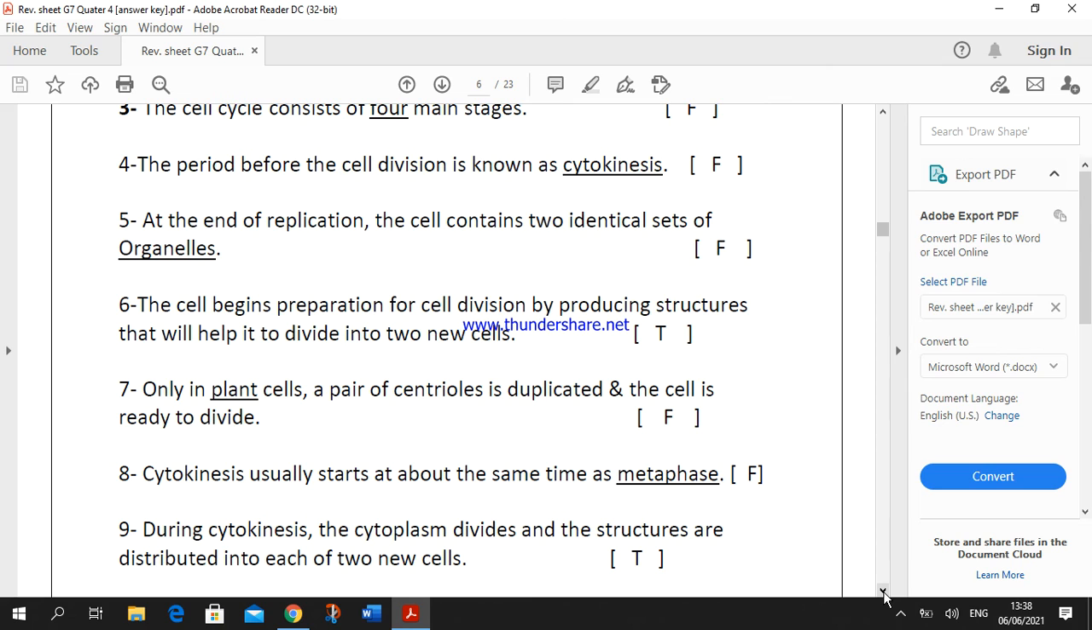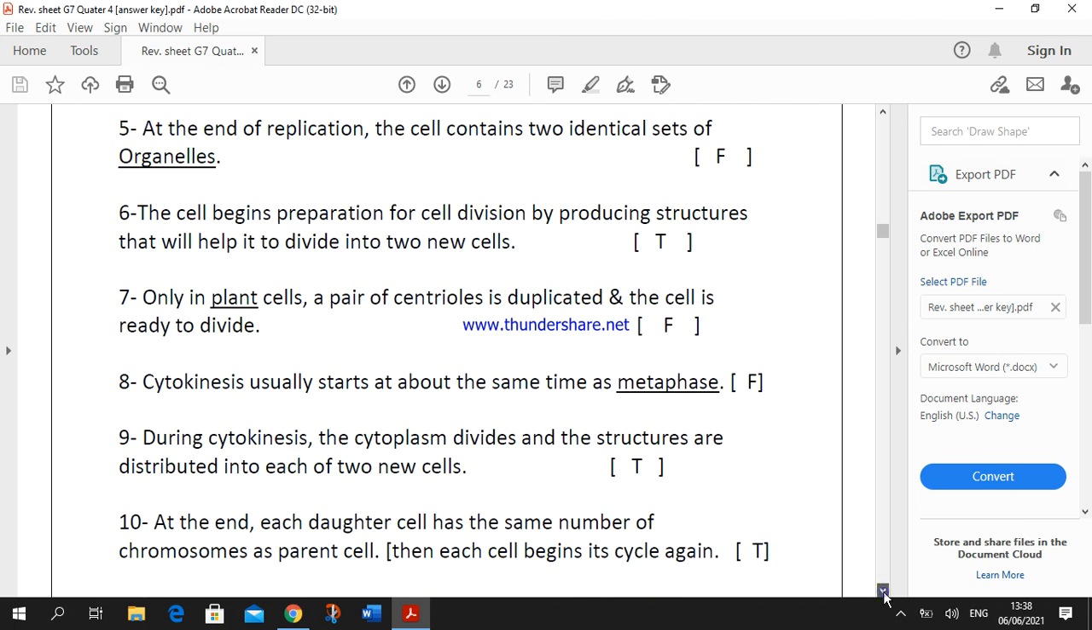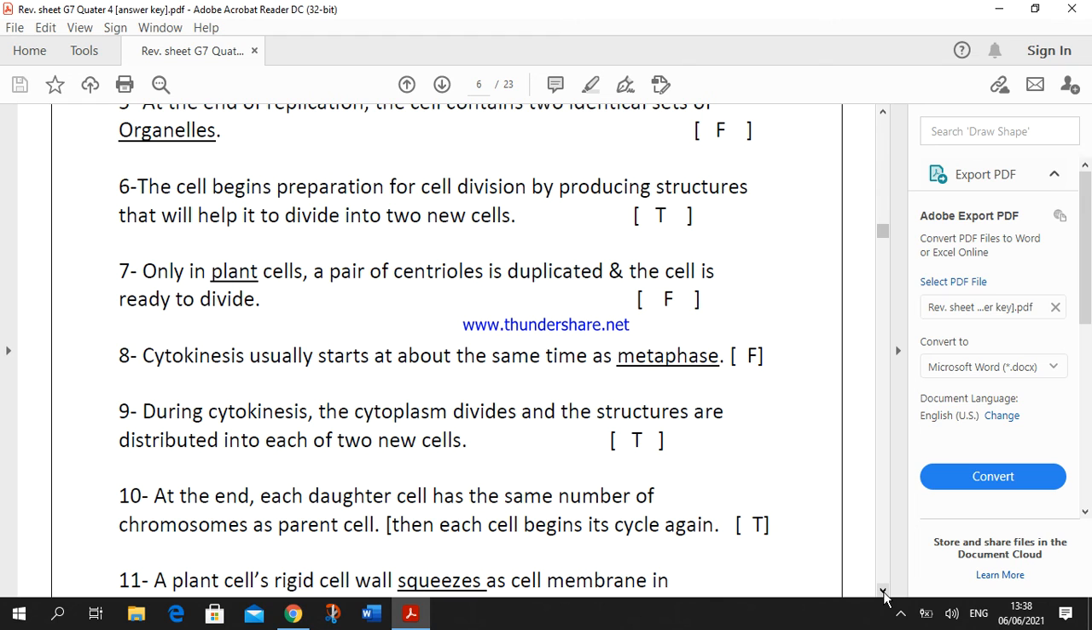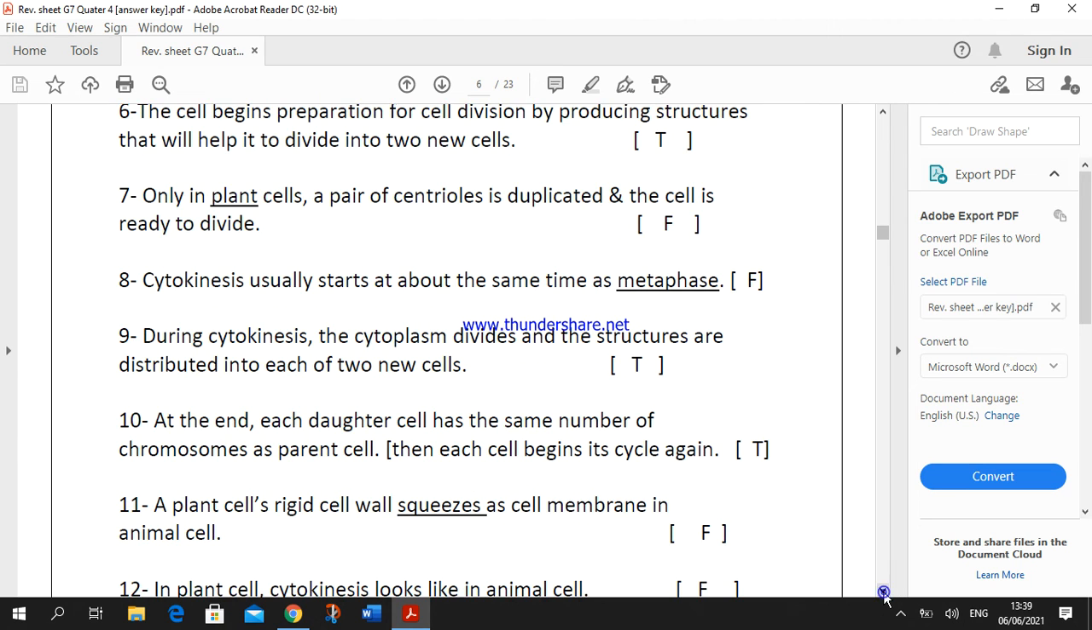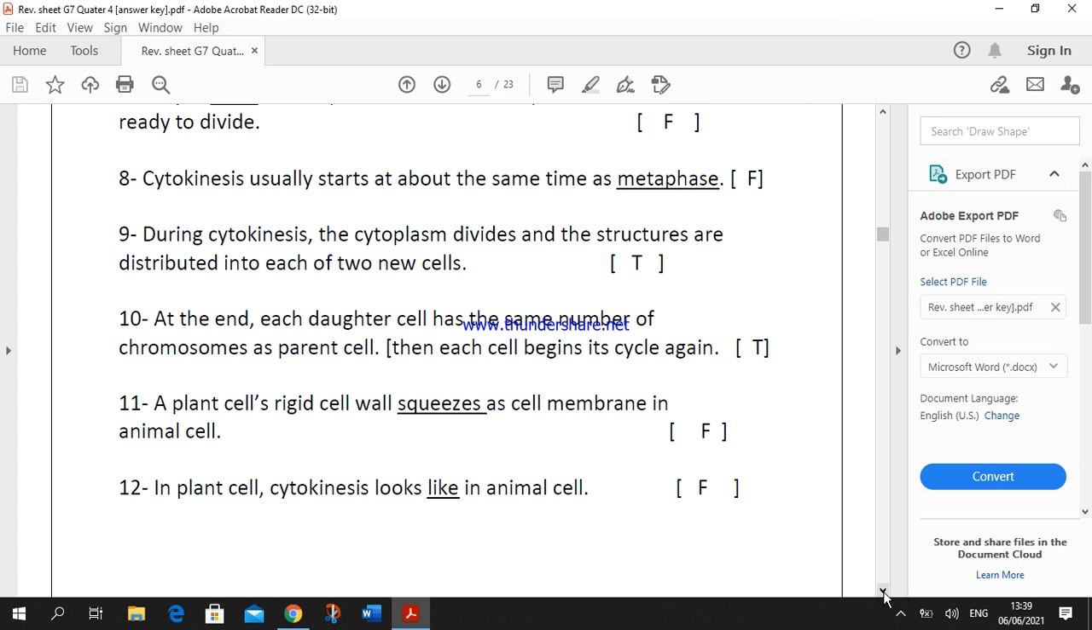7. Only in plant cells a pair of centrioles is duplicated and the cell is ready to divide. Okay. False. Only in animal cells, not plant cells. 8. Cytokinesis usually starts at about the same time as metaphase. False. At the same time as telophase. Number 9. During cytokinesis, the cytoplasm divides and the structures are distributed into each of 2 new cells. True. At the end, each daughter cell has the same number of chromosomes as the parent cell. Okay. Then each one begins its cycle again.